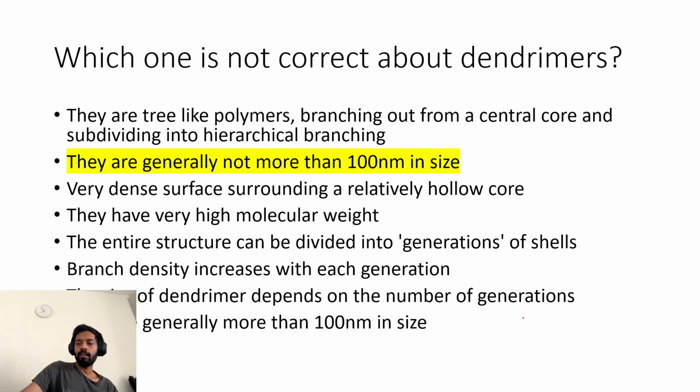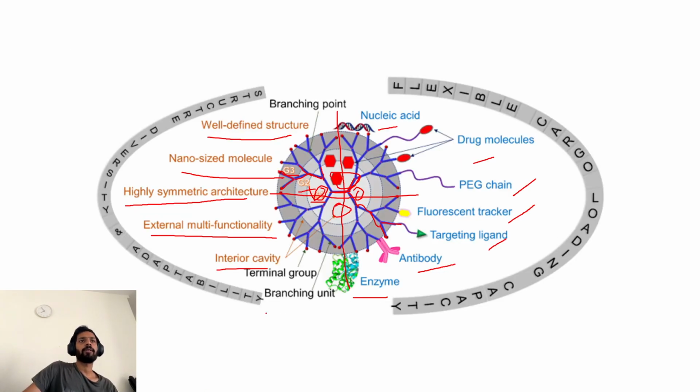And the reason they're generally more than 100 nanometers in size is because you would want to exploit several features of the dendrimer, right? You would want to have external multifunctionality. So you would want to tag several things. You might want to include a very big enzyme, antibody, nucleic acid, whatever. So you'd want multiple access sites and a lot of free space on the periphery. So you want it to have a lot of surface area. And even if you want to have just the drug, you would ideally want to have a lot of drug. So you'd want a lot of surface area. So generally they are larger than 100 nanometers.